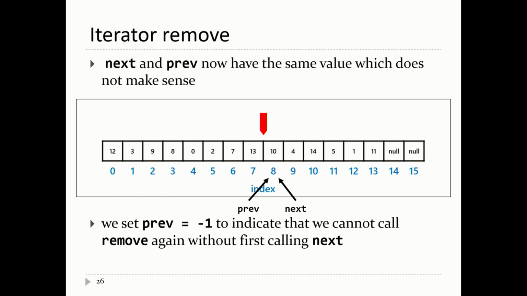But what about removing the element again? Number one, you're not allowed to. You just called next, then you called remove, and you're not allowed to call remove a second time. You have to call next again before you can call remove. So somehow I need a way to know we've removed an element. The easiest way to do that is to take previous and set it to some invalid value. In other words, set previous to -1, and that indicates that you can't call remove again without calling next.